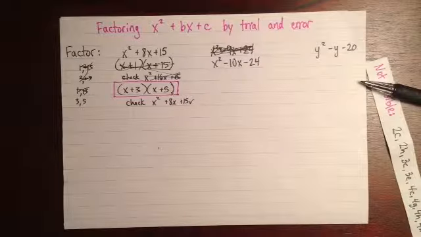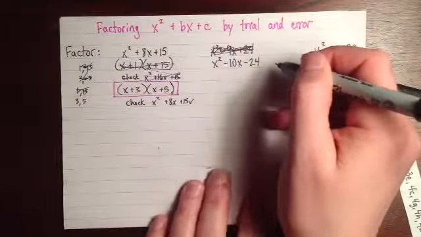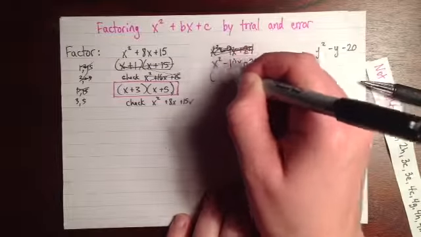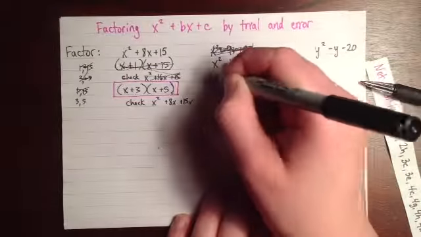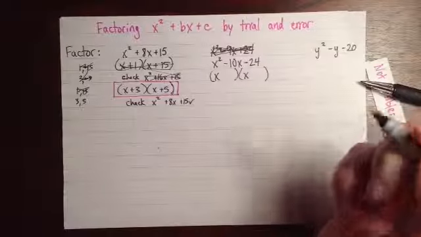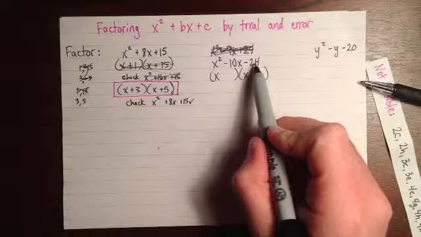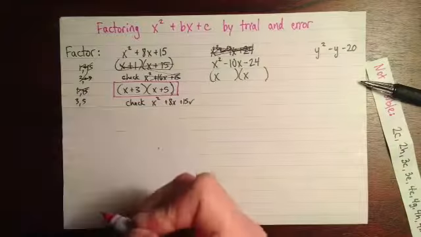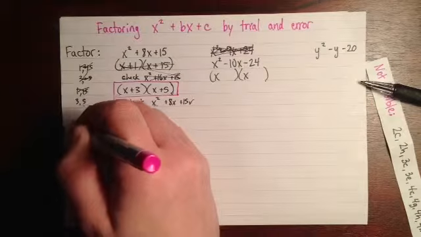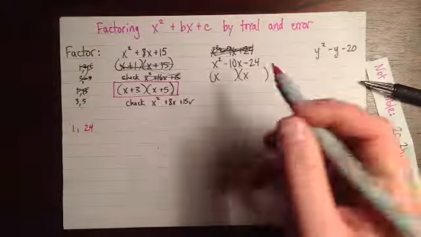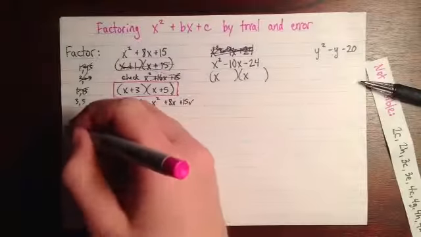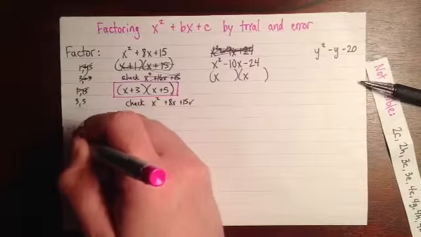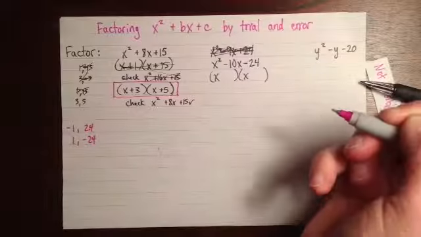Okay, let's do another one. x squared minus 10x minus 24. So we've got x's and x's. Now I have to have things that are going to multiply to give negative 24. I'll write them down over here again. So we have 1 and 24, and one of those numbers would be negative. So I have negative 1 and 24, or I have 1 and negative 24.